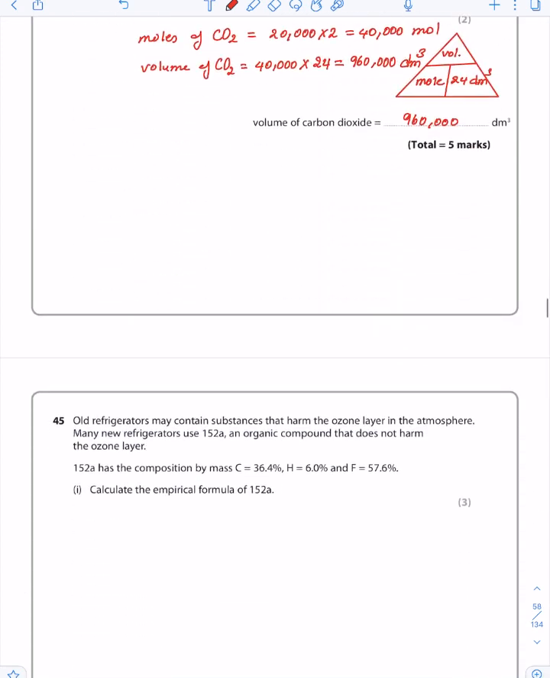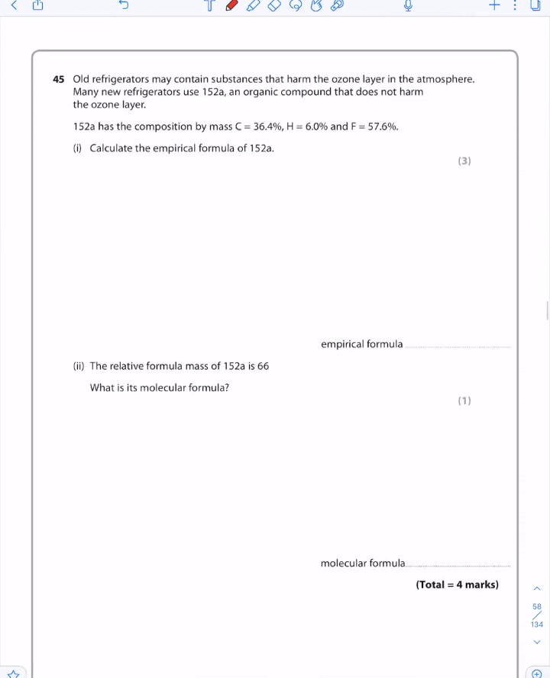That is question 44. Question 45. All refrigerators may contain substances that harm the ozone layer in the atmosphere. Many new refrigerators use 152A, an organic compound that doesn't harm the ozone layer. 152A has a composition by mass of carbon 36.4%, hydrogen 6% and fluorine 57.6%. Calculate the empirical formula of 152A.